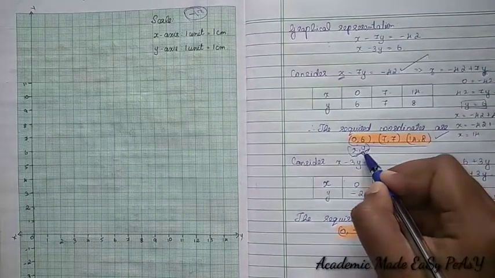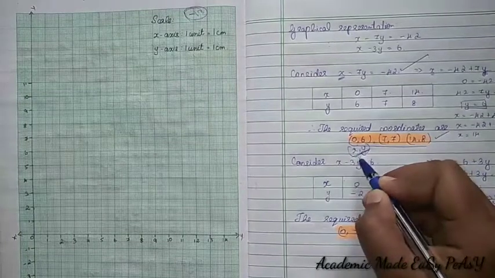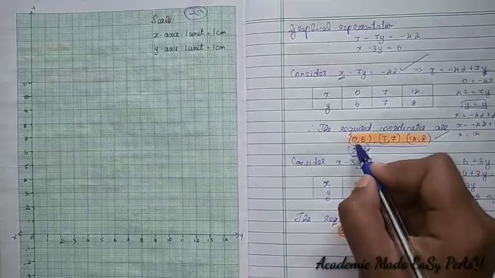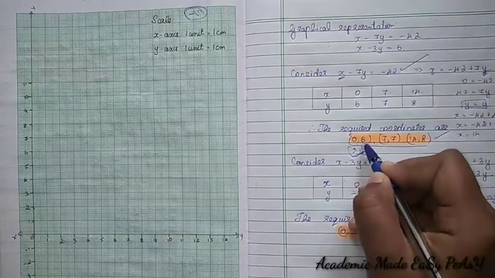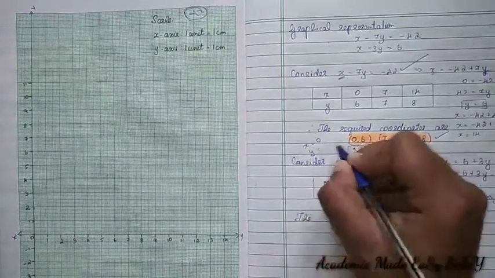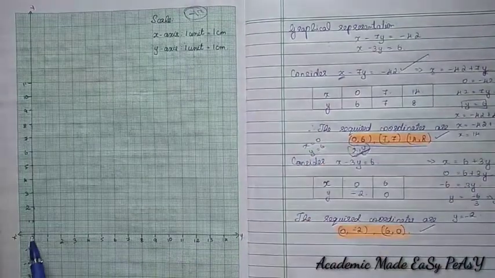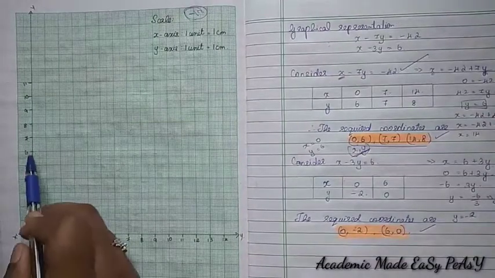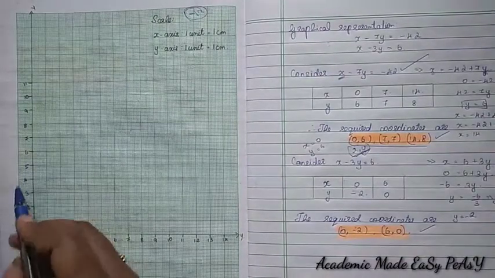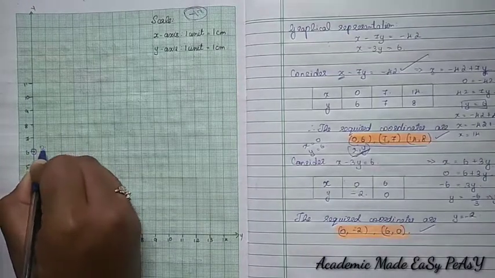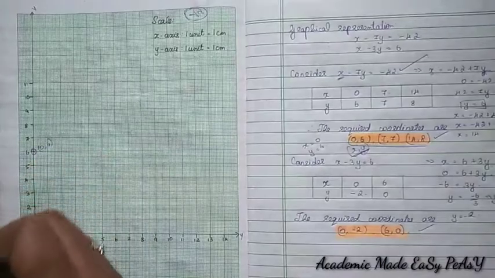First we have to check it on the x-axis and then find it on the y-axis. So (0, 6) means x takes the value 0 and y takes the value 6. On the x-axis 0 is over here and on the y-axis 6 is over here. So I will be marking this point. This will be (0, 6).